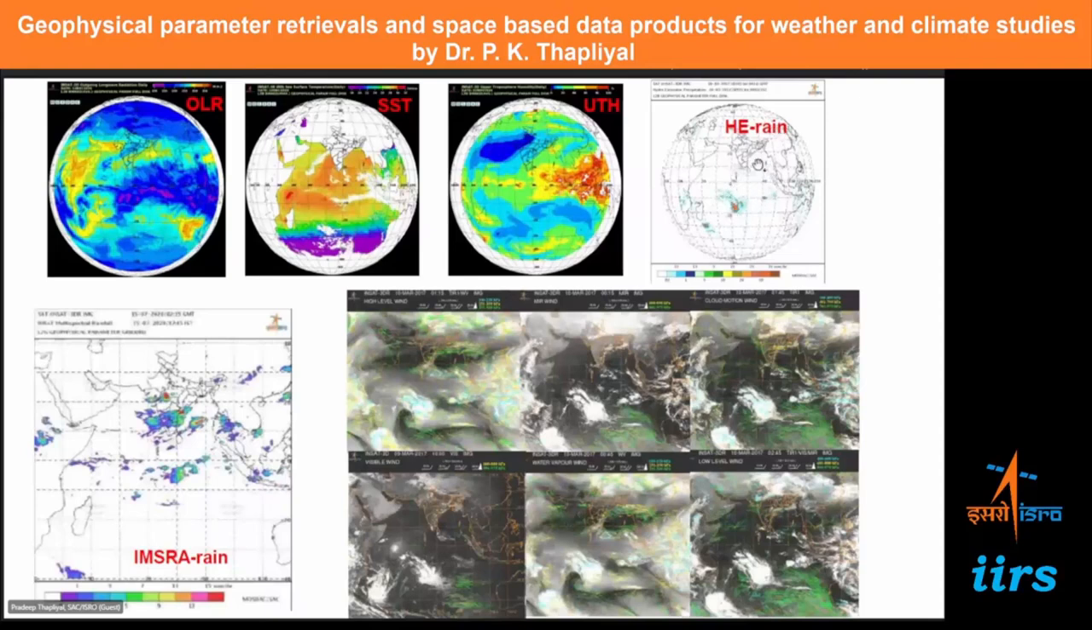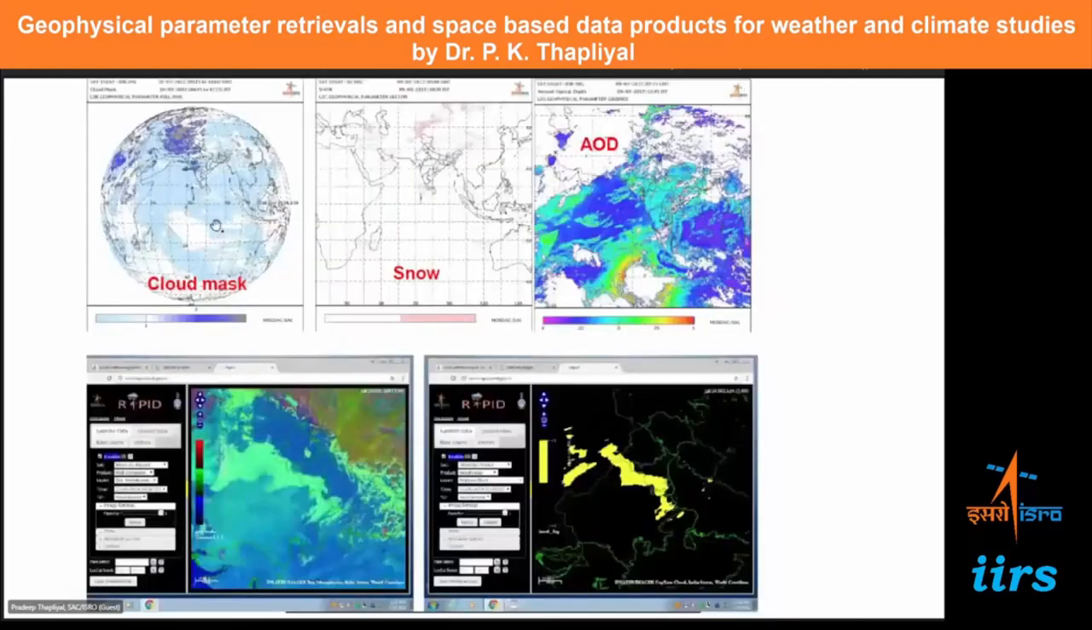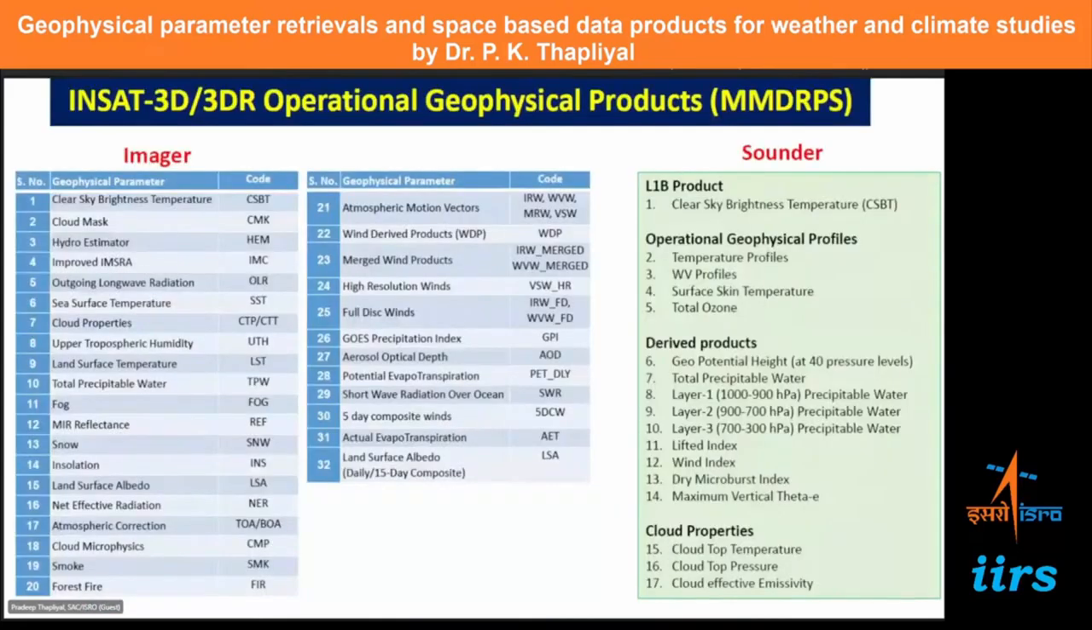rainfall. There are two products of rainfall, that is the hydro-estimator rain, then the multispectral rainfall algorithm, and then wind speed, that is cloud motion vector, water vapor motion vector, and visible image motion vector. Okay, so those parameters. Apart from that, cloud mask, snow, aerosol optical depth, and fog information from imager channels. And this MMDRPS, for which we have developed a complete system for parameter retrieval from INSAT-3D imager and sounder, is operational at SAC as well as IMD in New Delhi.